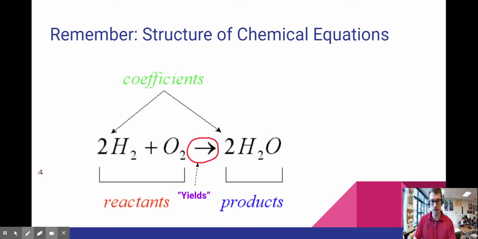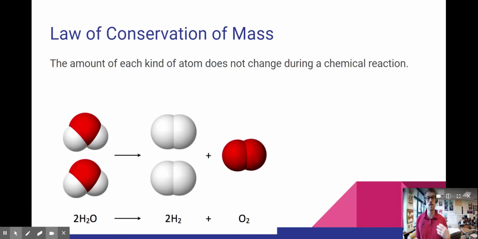Now, what is going to always be the same is that we are always going to have the same amount of elements on both sides of a chemical reaction. Why is that? That's because of the law of conservation of mass. Whenever you go through a chemical reaction, the amount of each kind of atom does not change. All of the atoms that you started with at the beginning of the reaction, you need to have all of those same atoms at the end of the reaction. Now, those atoms have been rearranged. The bonds will be broken. You'll get new substances being formed, but the number of atoms will be the same.